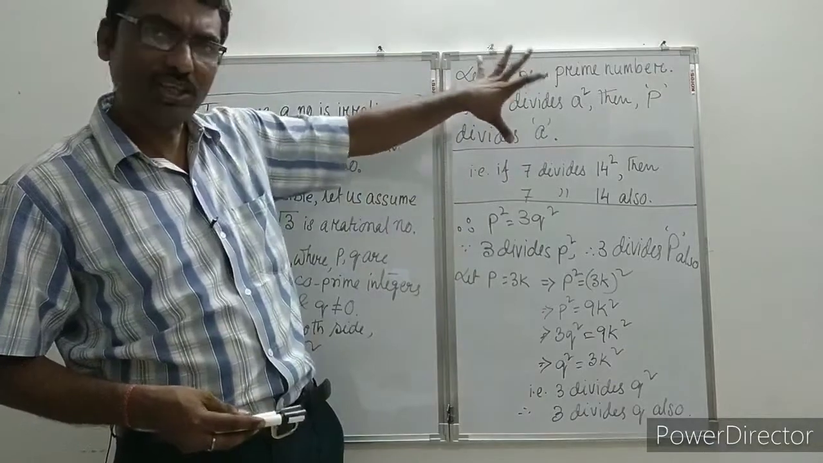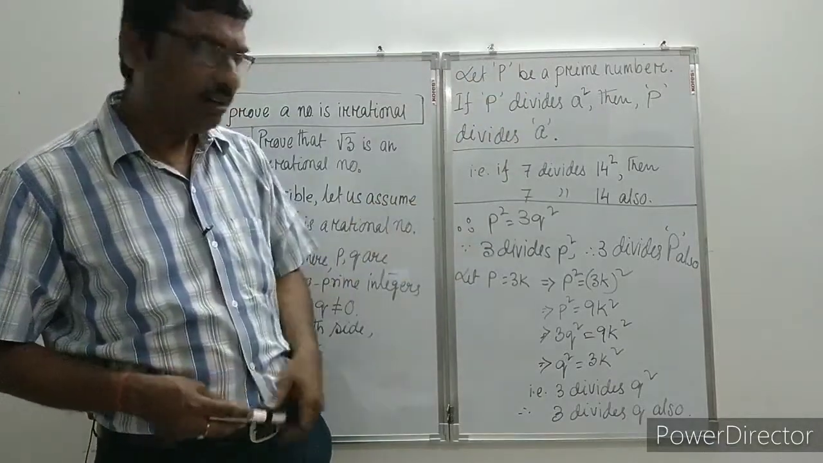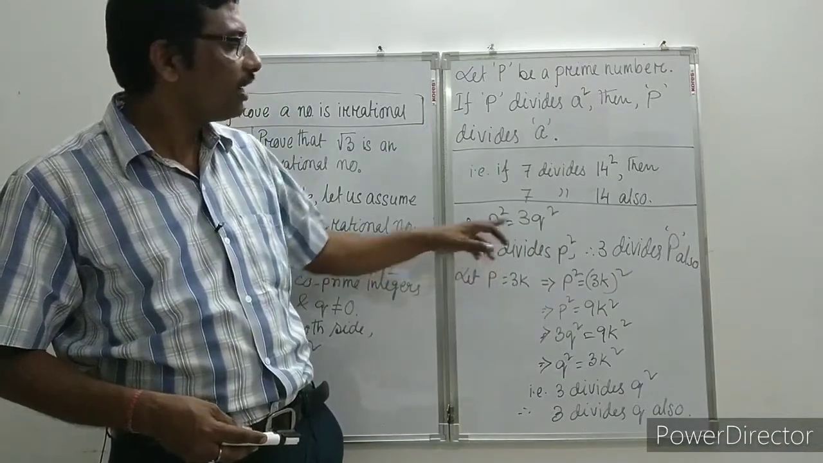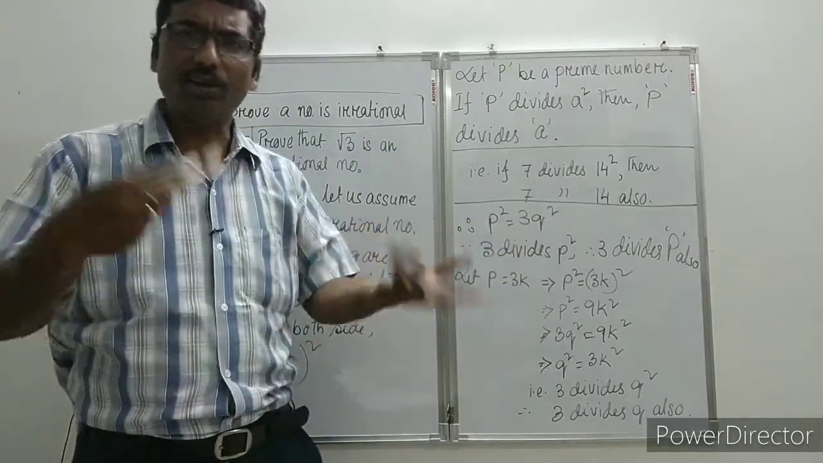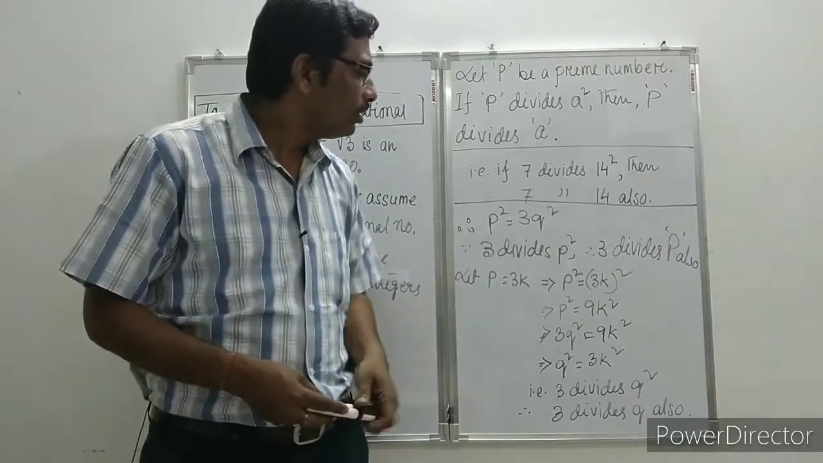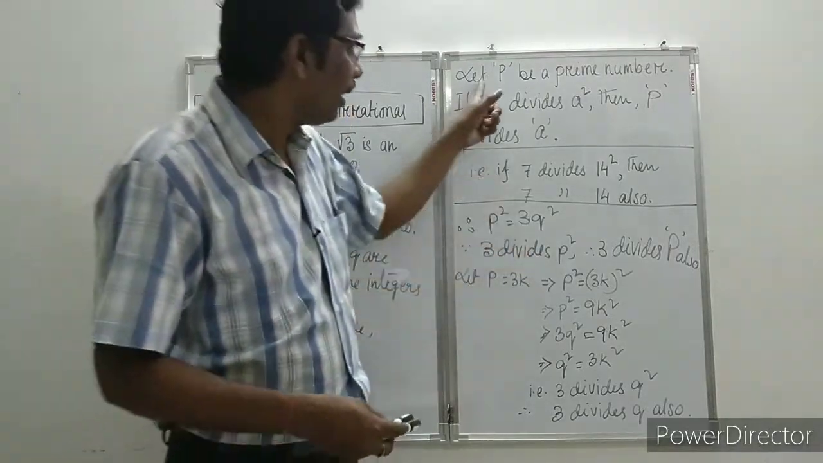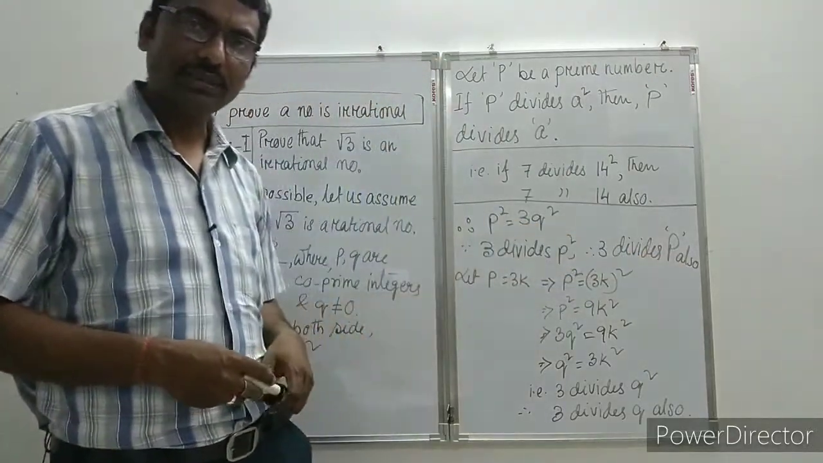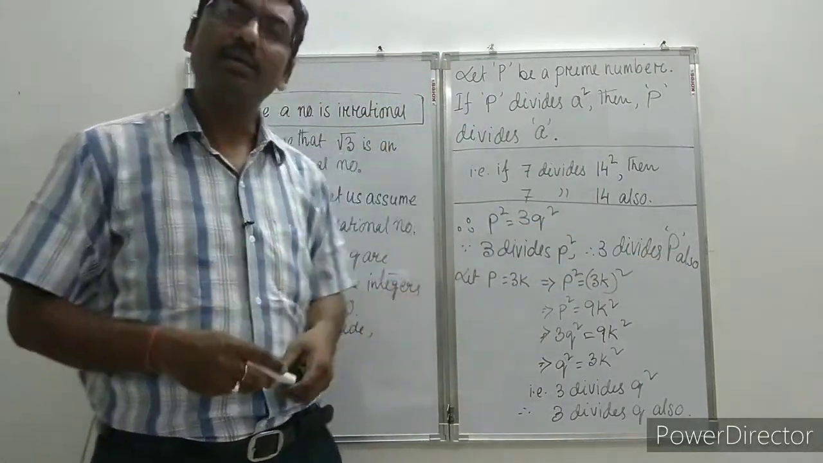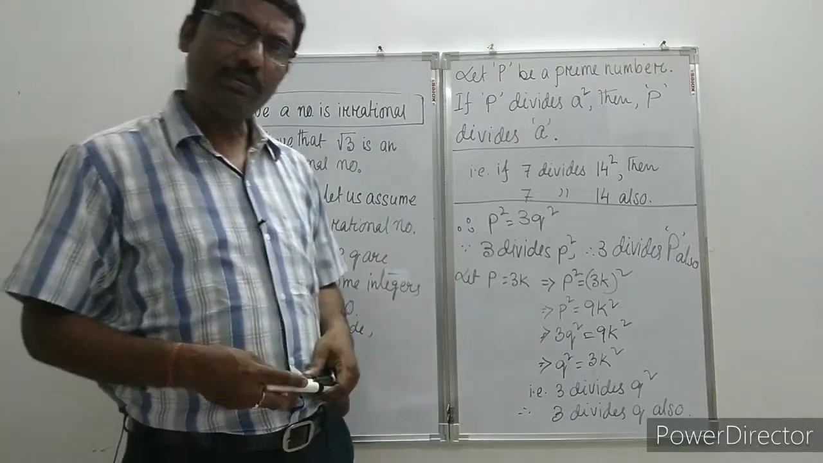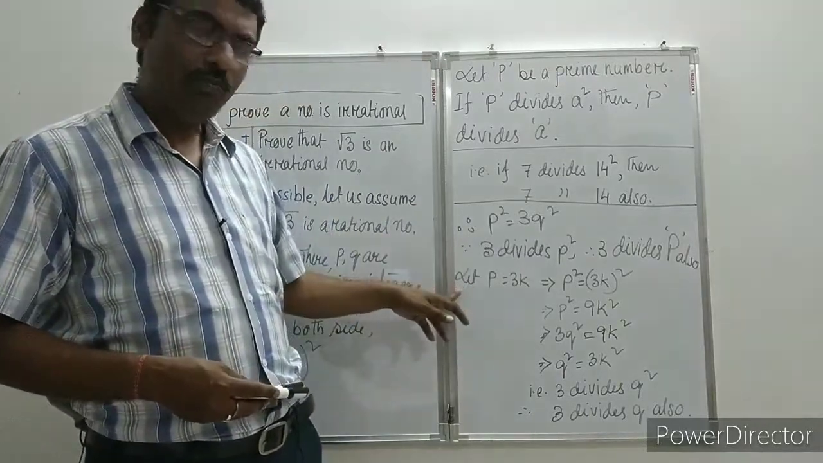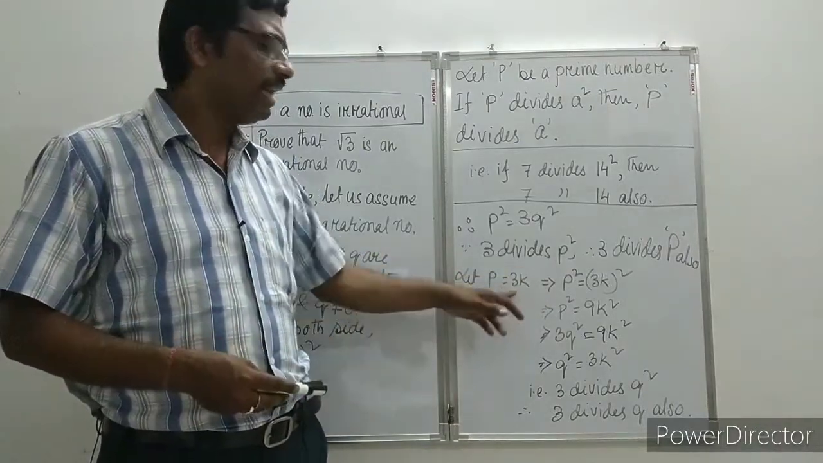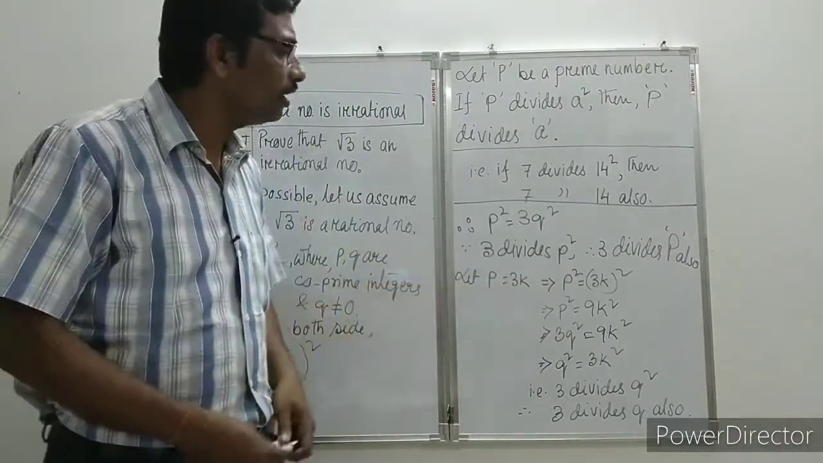Now based on this theorem, what can we write? You see, 3 divides p square. That means p square is divisible by 3. You can write according to your own language. So if 3 divides p square, then by the theorem, 3 divides p also. That means p is divisible by 3. So if p is divisible by 3, we can assume p equals, suppose, 3k. You can take some other constant also, 3m, that depends on you.